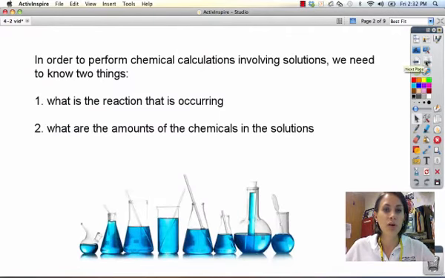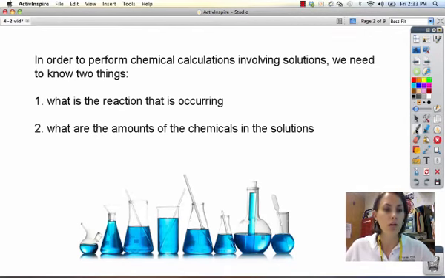In order to perform chemical calculations involving solutions, we need to know two things. We need to know what is the reaction that is occurring, and we also need to know the amounts of the chemicals in the solutions. We describe number one with chemical formulas and balanced chemical equations. So that part is represented symbolically.